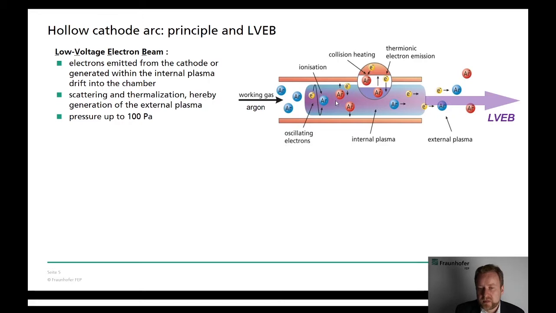collisions and ionization. In case such an electron goes through the plasma column without any interaction with the working gas atoms, they are reflected on the other side and reflected back into the plasma. So at the end, they will eventually collide with an argon atom, and the efficiency of such an electron and of the discharge itself is enhanced by that. A part of the electrons from the cathode wall or from the internal plasma move into the coating chamber towards the anode, and this is the so-called low voltage electron beam in the energy range of some tens up to 100 eV, and they form the technologically usable plasma.